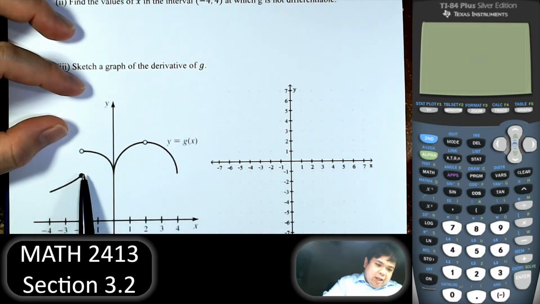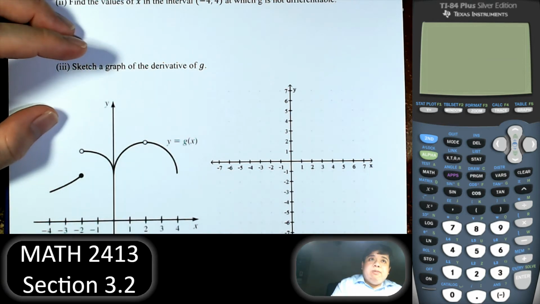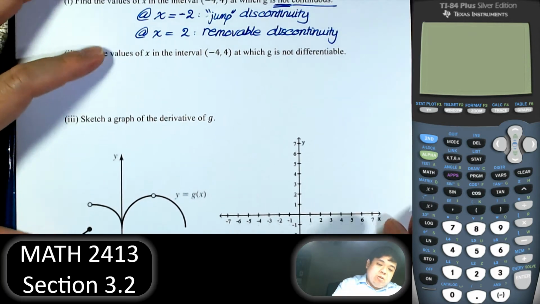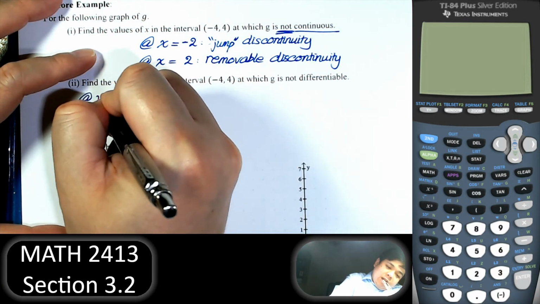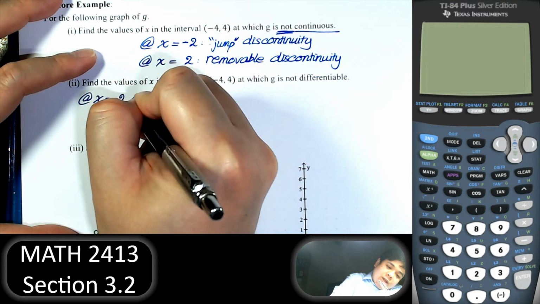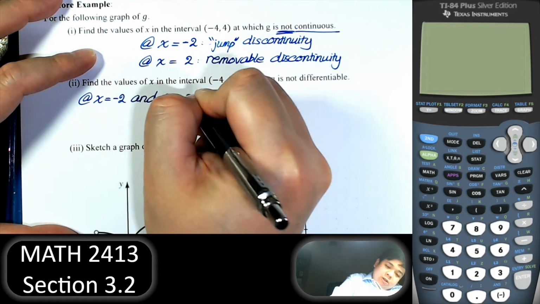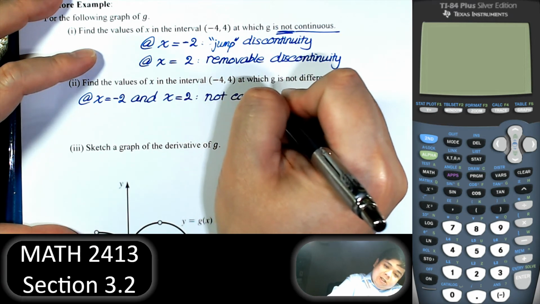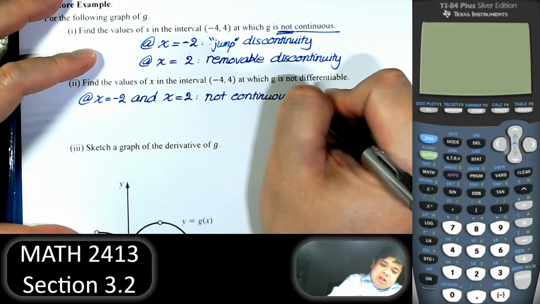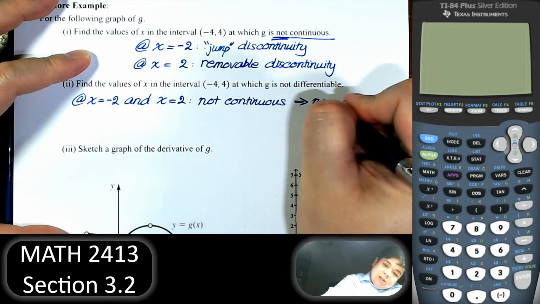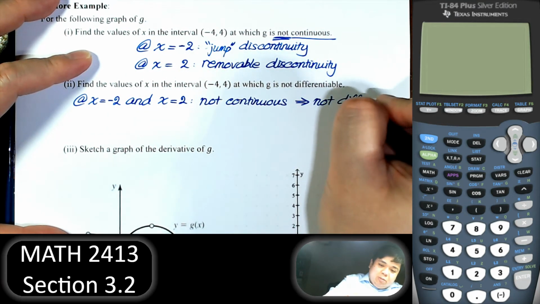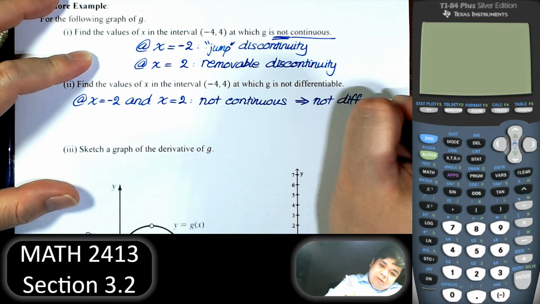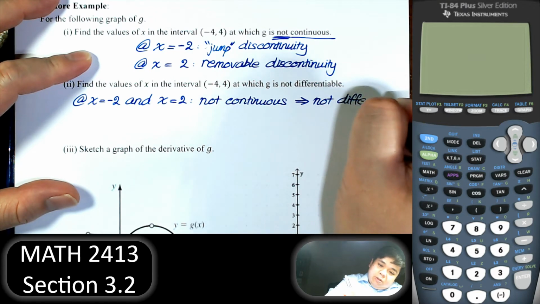Right. First of all, if it's not continuous, there will be no derivative, or it's not differentiable. So at x equal to -2 and at x equal to 2, it is not continuous. If it is not continuous, it will not be differentiable. It has to be continuous to find the derivative.